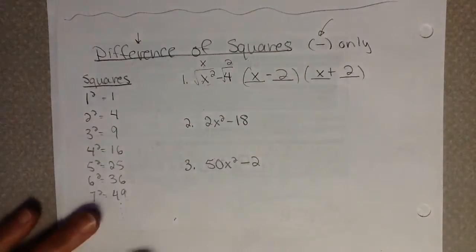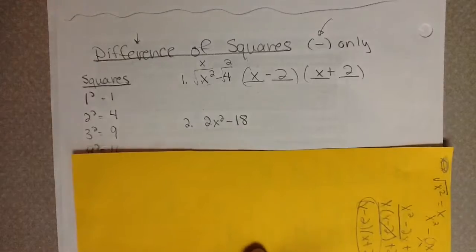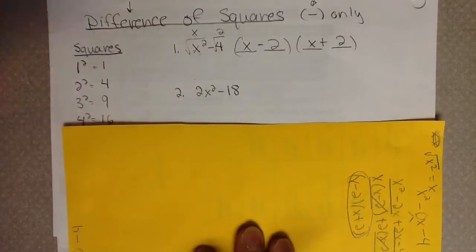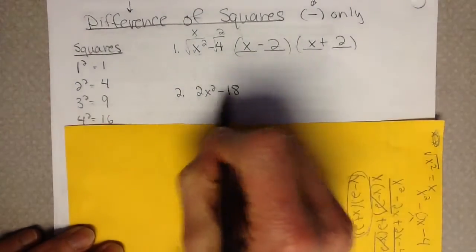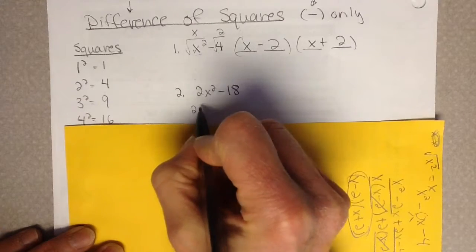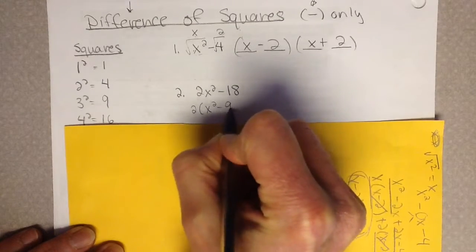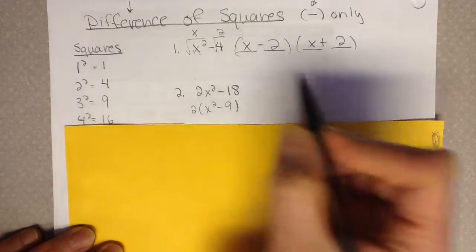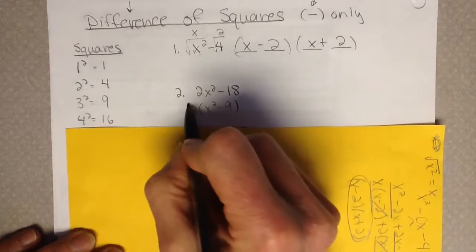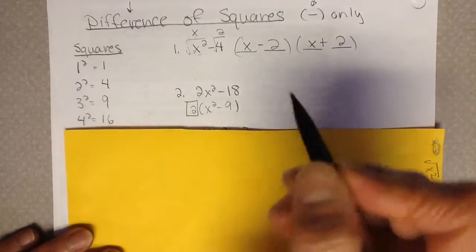Okay, now, just like any time you factor, you always want to pull out a GCF. So we're going to pull out a GCF here, which is 2. That leaves us with x squared minus 9. Then we're going to need to factor this. So I'm going to put a box around that. That's one of my factors.